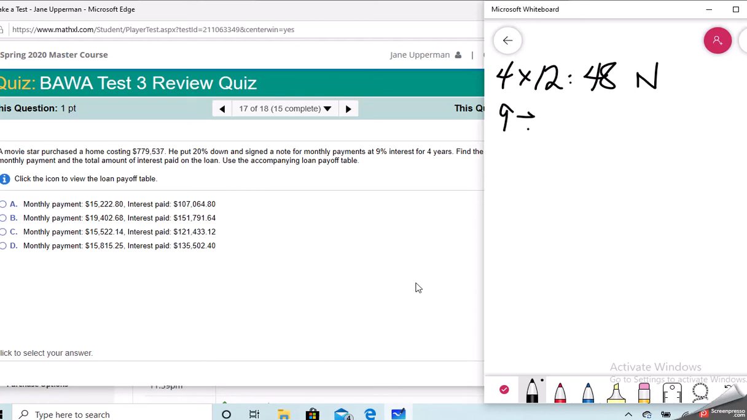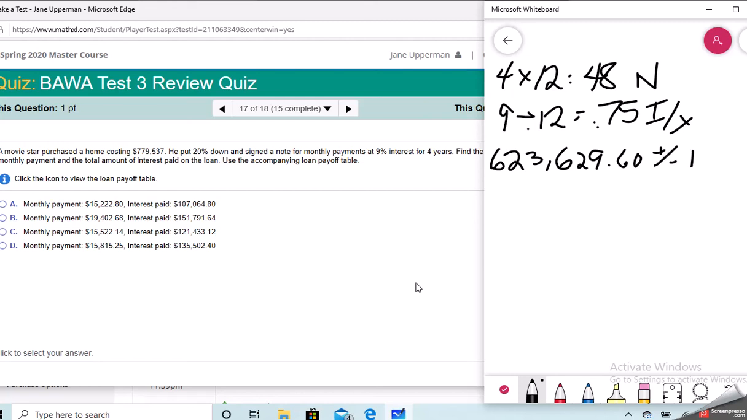9%, now our rate's changing. Divide that by 12. And that gives us 0.75. The amount that they borrow is the $779,537. You can subtract 20%, and that gives you 623,629.60 as the amount that they borrow. Still a loan, so future value is always 0. And then we're going to compute the payment.